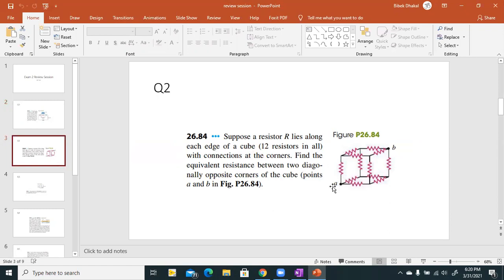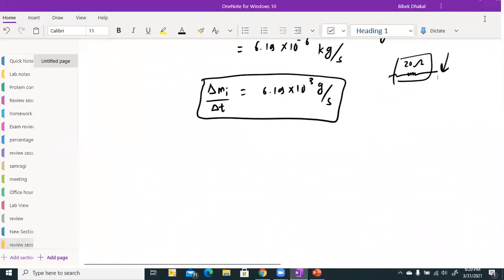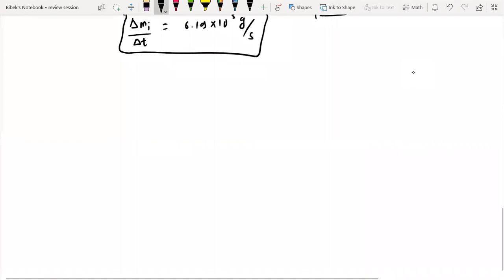Remember in the last problem, what I was saying was that if the current divides, then the resistors are in parallel, and if the current isn't dividing, that means the resistors are in series. Okay, so that is useful here as well. So let me draw the diagram first.